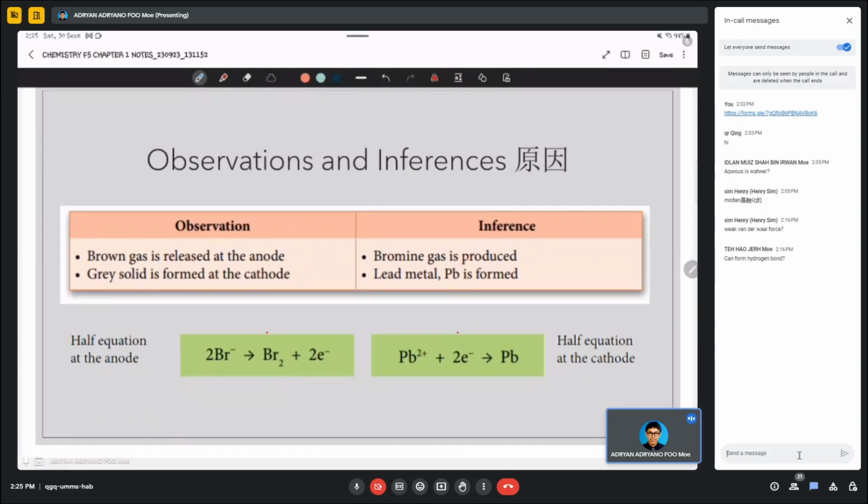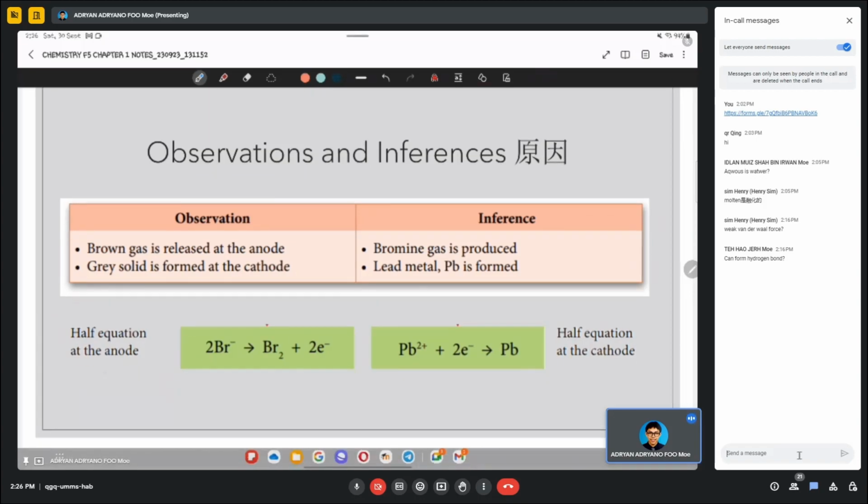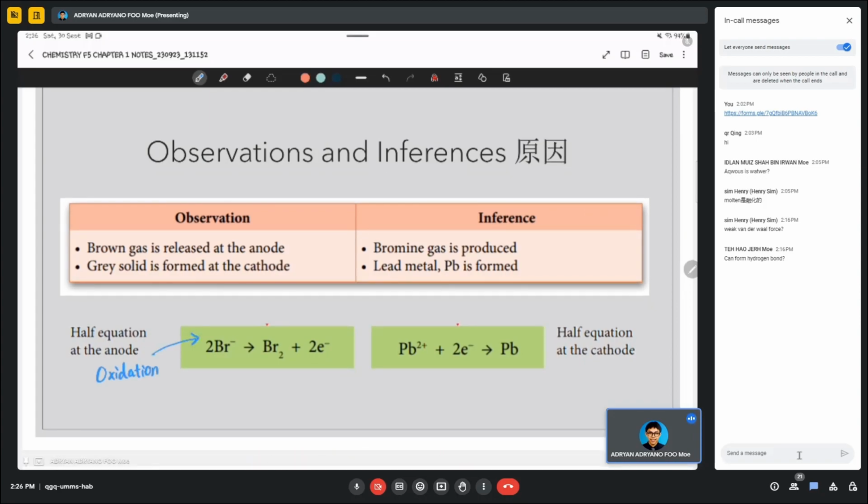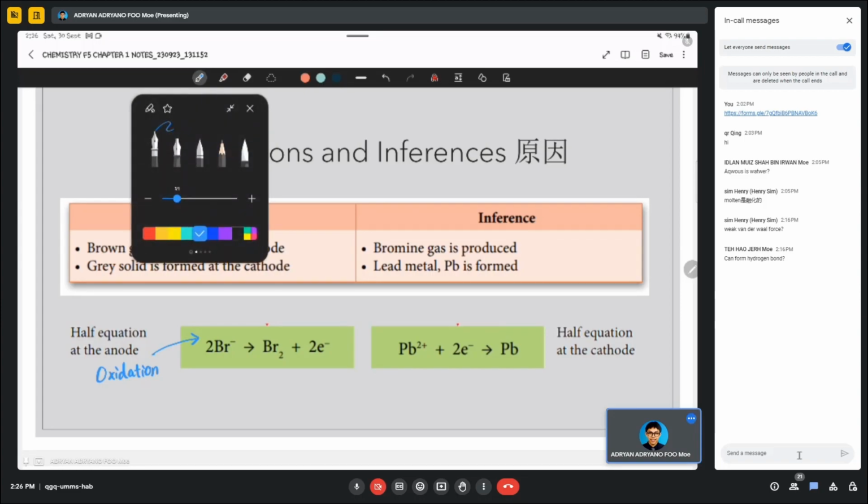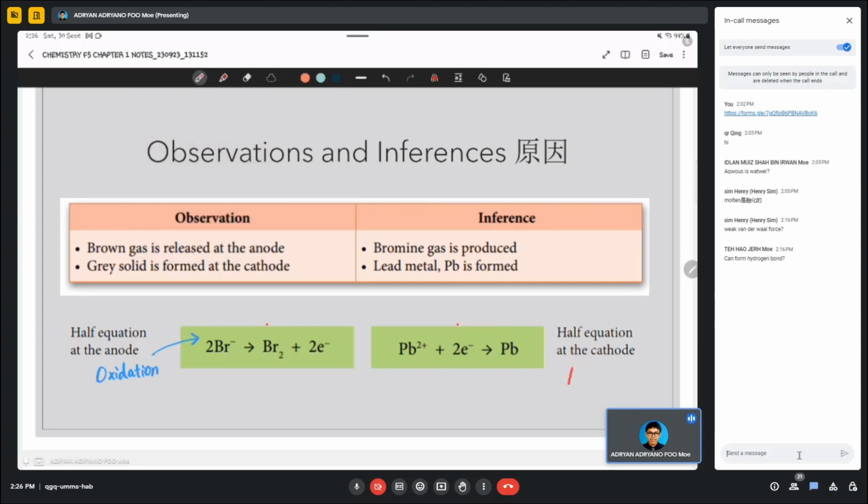Observation, inference, reason. Observation: brown gas is released at the anode, grey solid is formed at the cathode. At the anode, bromine gas is produced. At the cathode, lead metal is formed. So the half equation at the anode: the anode is always oxidation, so the half equation releases electrons, whereas at the cathode I know it is reduction, so the half equation is a reduction half equation.